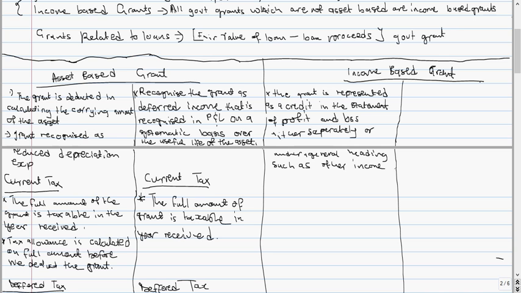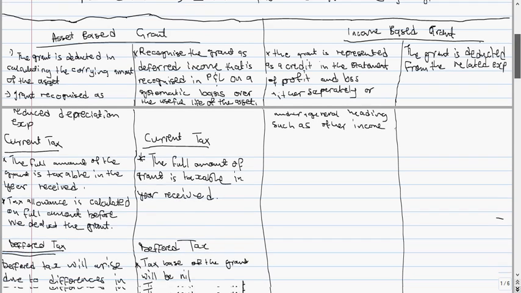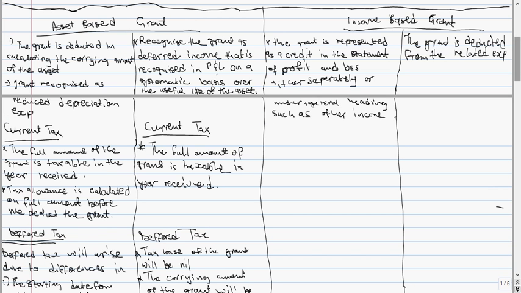Another way of treating an income-based grant is the grant is deducted from the related expense. Right, so it's either you represent the grant as a separate line item in the statement of profit and loss and other comprehensive income, or you deduct the grant from the related expense. Those are the two ways of treating an income-based grant.